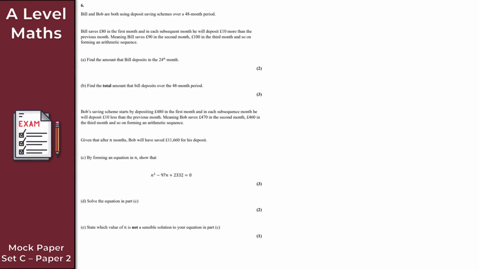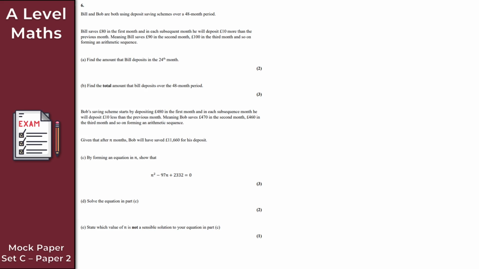Moving on to question 6 then, where we have Bill and Bob. Bill and Bob are both using deposit savings schemes over a 48-month period. So for Bill, Bill saves £80 in the first month, and in each subsequent month, he will deposit £10 more than the previous month. So in the second month he deposits £90, £100 in the third month, and so on, forming an arithmetic sequence.